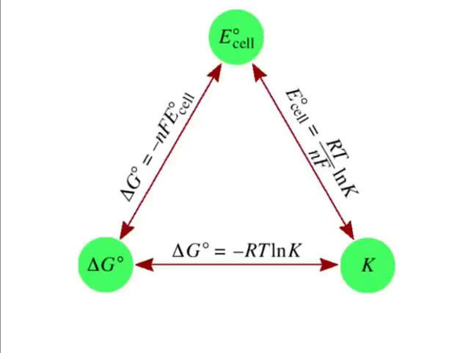Okay, so here's a little summary showing how to get where you want to go. If you're at E naught cell, well, you can use the Nernst equation to get K. And then from a few chapters ago, you can go from K to delta G naught. And then you can use the equation we introduced at the beginning to get back up to E naught cell. So you can go around any which way you want. If you're trying to convert between these values, it's all equivalent.